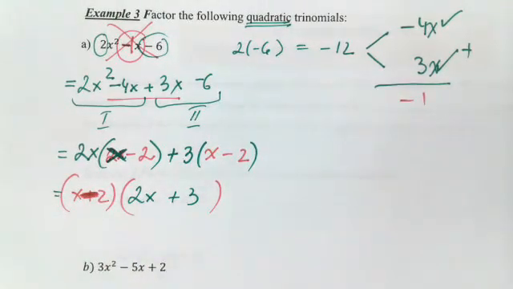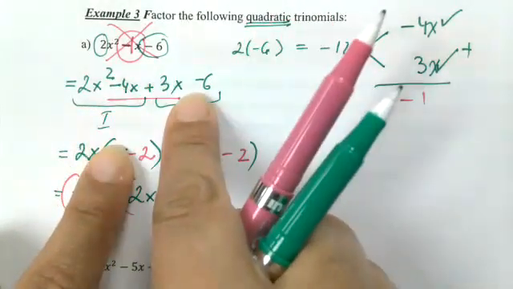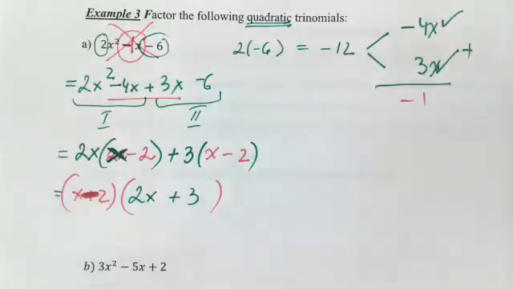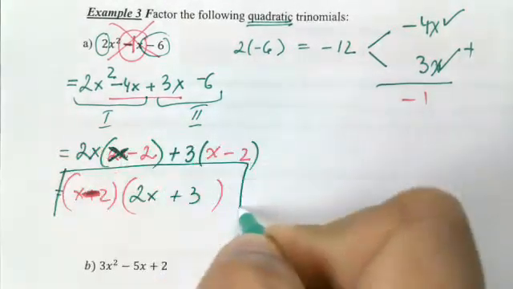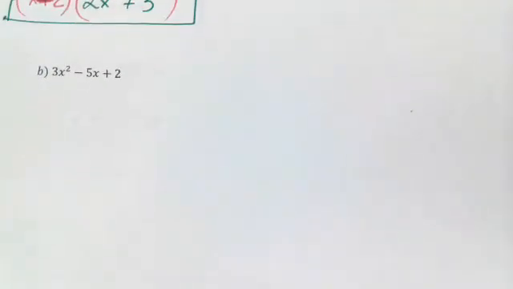Right. So here, if you're putting 3x first and -4 second, these two brackets will be backwards. But it's the same thing because multiplication is commutative. 2 times 3 is the same thing as 3 times 2, so it doesn't really matter. Okay? So x minus 2 times 2x plus 3 is our final backward version. Let's try again.